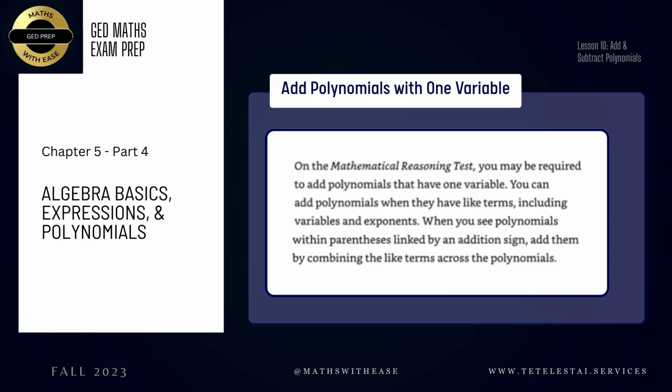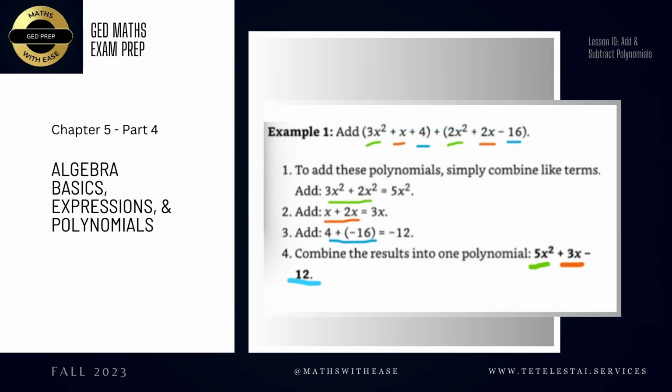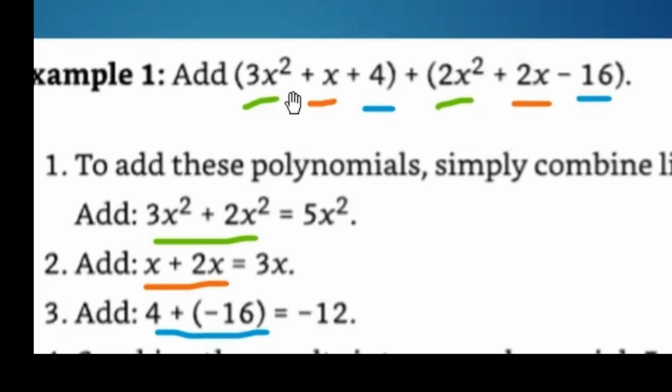So here's an example, and let me zoom in. I went in with a marker so that you can keep track of what's going on with the terms. This is an example where we're adding two trinomials together. 3x squared plus x plus 4 is being added to 2x squared plus 2x minus 16. I color-coded all the like terms.